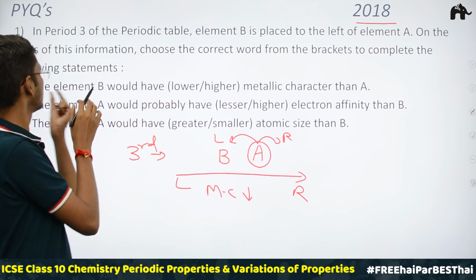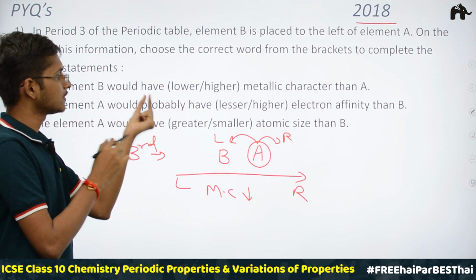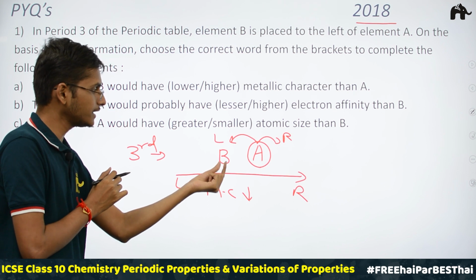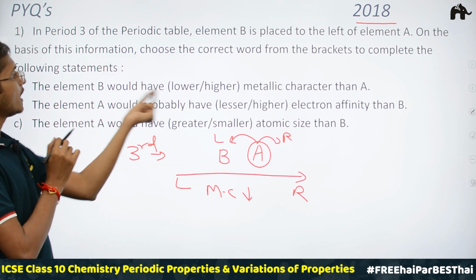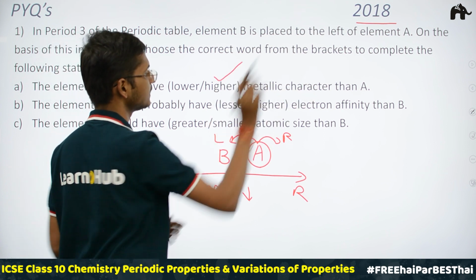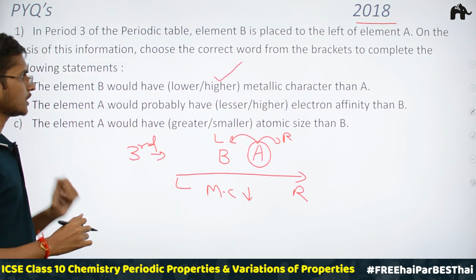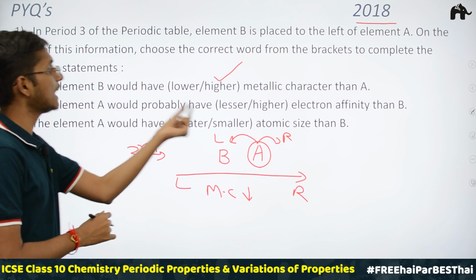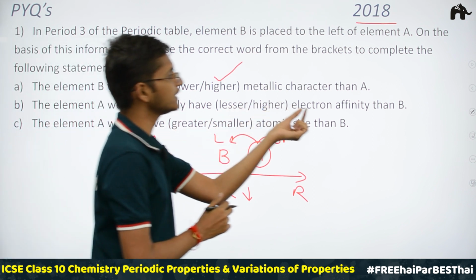Now what they have said, element A would have less metallic character, B would have more metallic character, right? So element B would have higher metallic character than A. Simple. Now element A would probably have lesser/higher electron affinity than B.